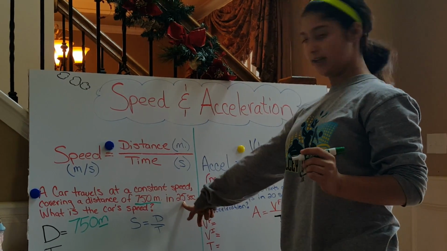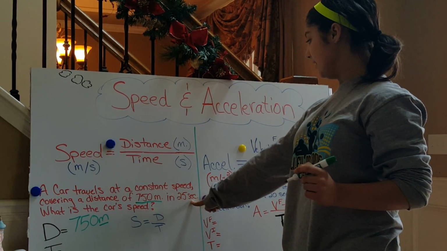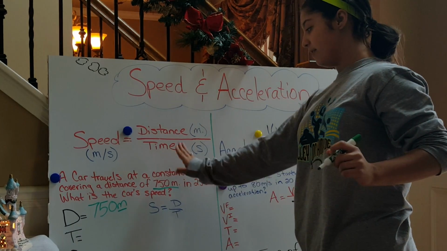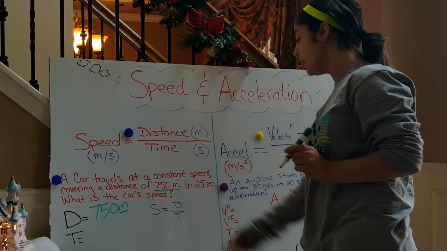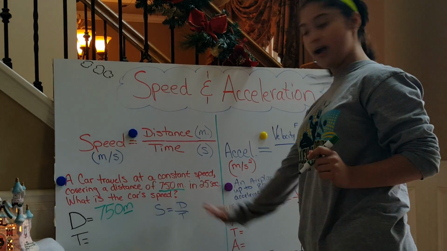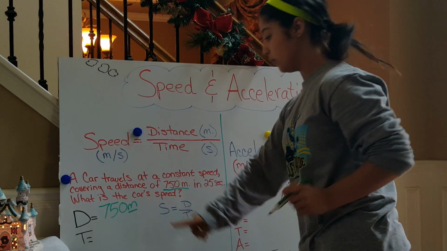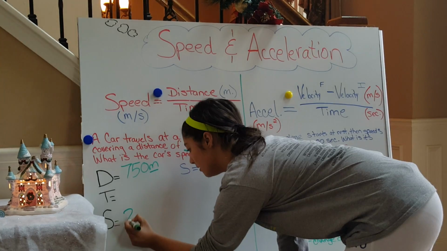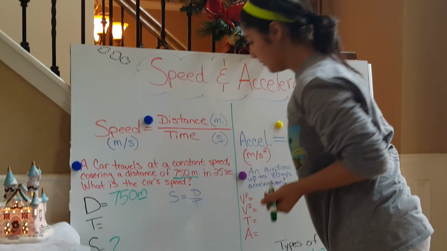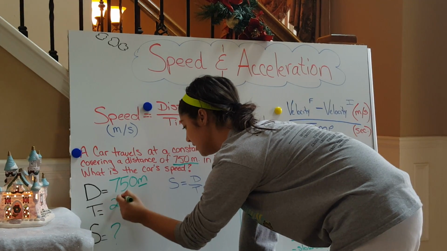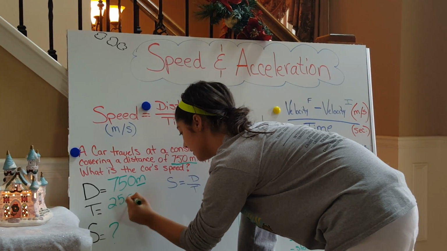Now, as we see here, another number. It is in seconds. You're going to plug that in for time, and another way to find out what you are looking for is to see what they're asking you. And as you can see here, it says, what is the car's speed? So we're looking for S. So we don't know S yet. So then, you're going to plug in your time, which is 25 seconds.